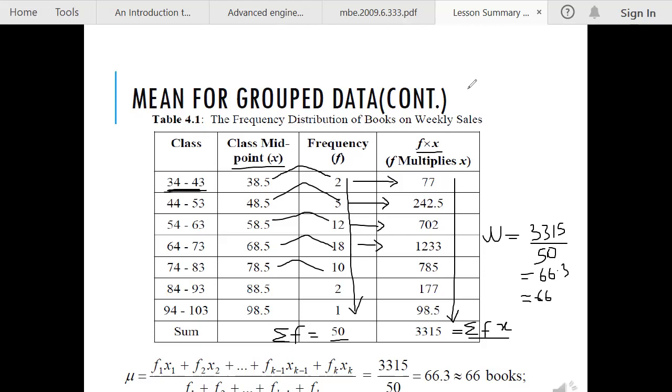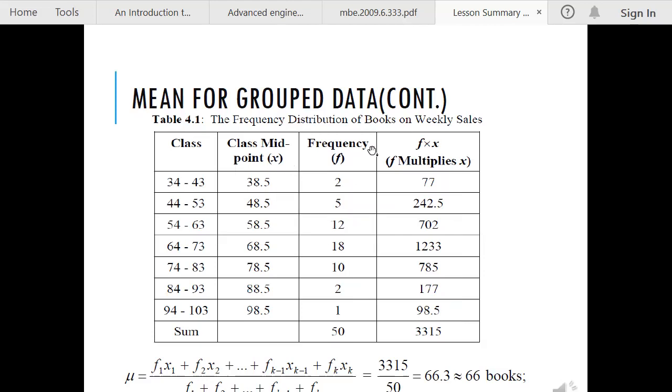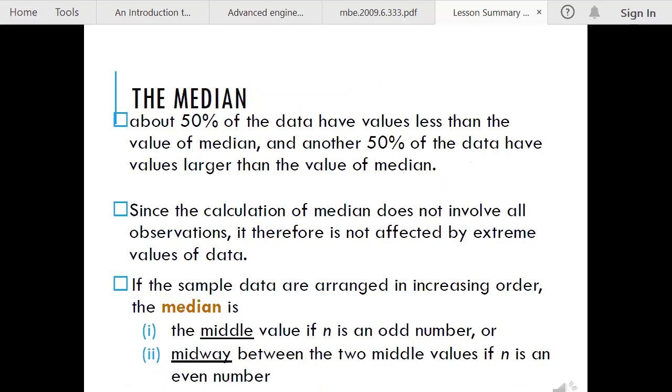Having said this, we quickly want to move on to the next thing we did in class last week. We also looked at the median. We said the median is the middle number, midway between the observations, which means 50% of our data lies below the median and 50% above the median.